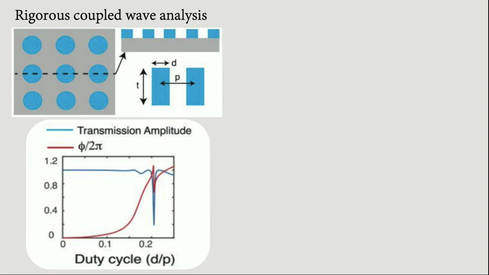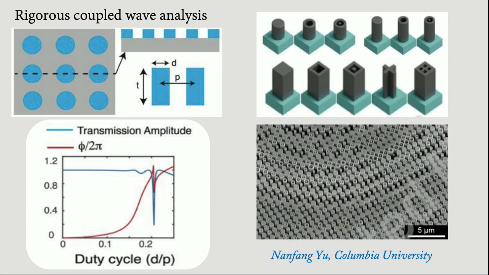So just by changing, in this case we wrote duty cycle, which is the diameter of this cylinder, we can give different phase shift. We are not changing the height. Okay? Now, we are using cylinder, but you can go crazy and come up with various different sub-wavelength scatterer structures. This is actually some work from Professor Nanfang Yu from Columbia University. It gives you a plethora of opportunities to be creative and come up with your scatterer design. You can simulate and see what kind of phase shift you can get.